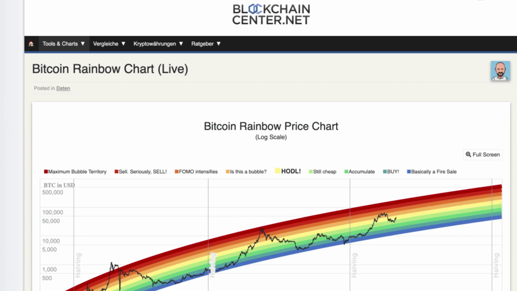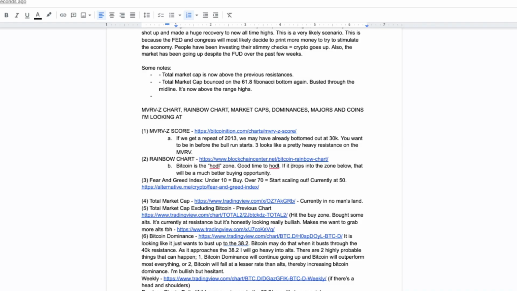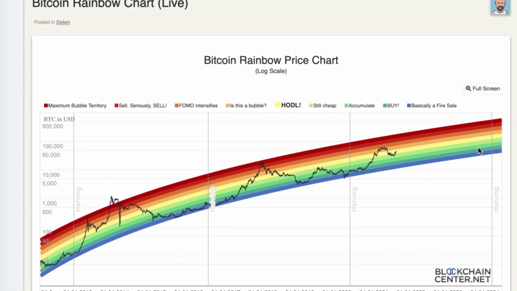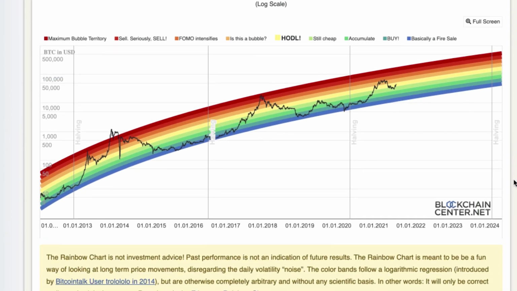Number 3, the third thing that I look at is the fear and greed index. So looking at this Bitcoin rainbow chart, and this is what I'm saying, most of my analysis is going to be silent. I don't want to talk the entire time. So here's the fear and greed index.